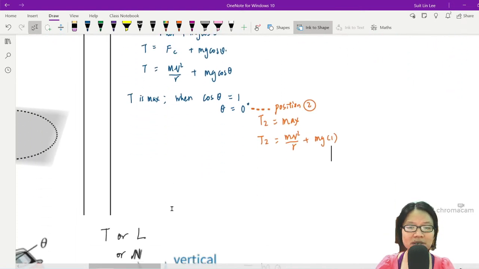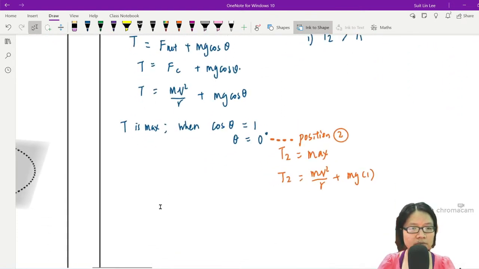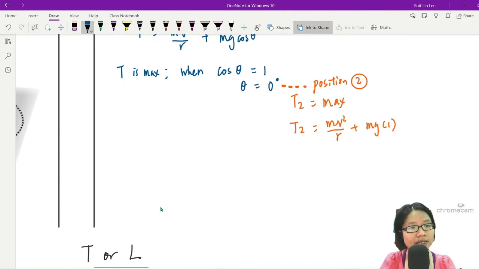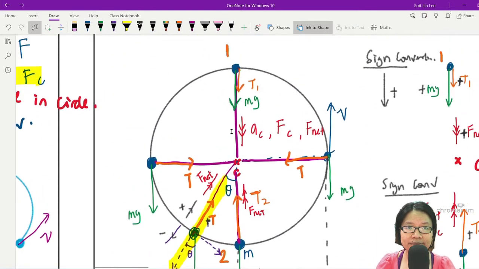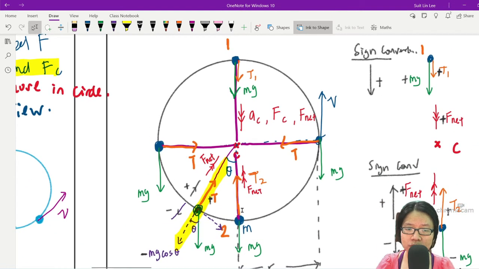Okay. Let's try minimum. So T is minimum when cos theta is -1. Not 0, my friends, but -1. So when cos theta is -1, your theta will be equal to 180 degrees. Where is 180? Position 1. Okay, you circle up all the way, half a turn, 180 is at position 1.